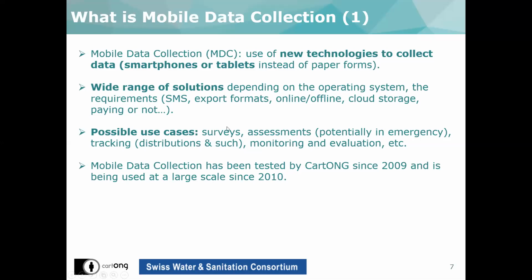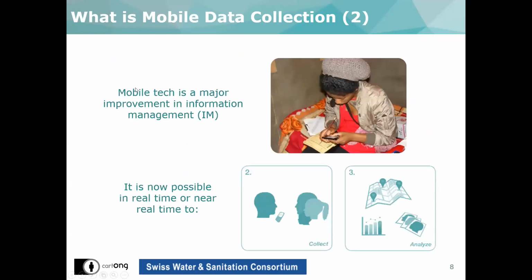Now, as we were saying, it uses a certain technology. Mobile technology is a major improvement in information management, and this has made mobile data collection possible. And now, the big advantage compared with paper-based data collection is that it's possible to collect and analyze your data in real time or almost near real time.